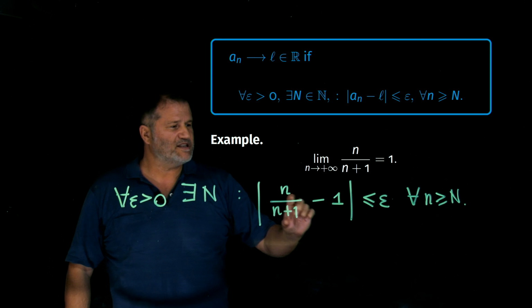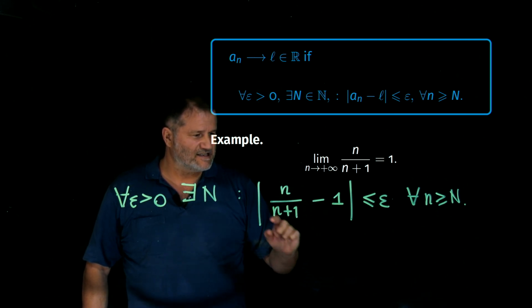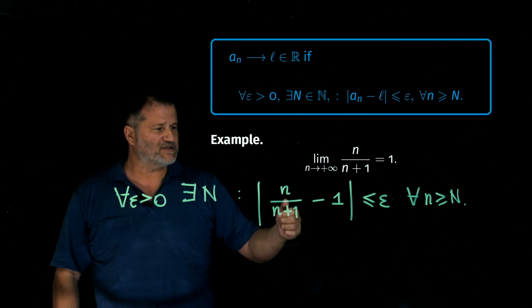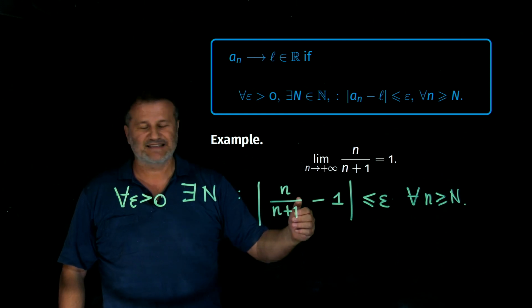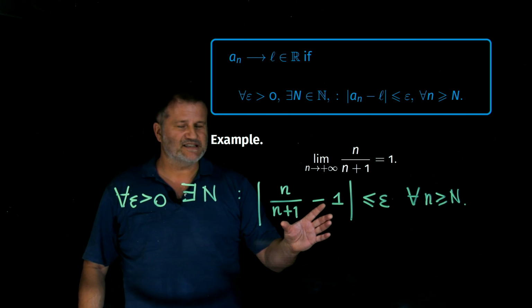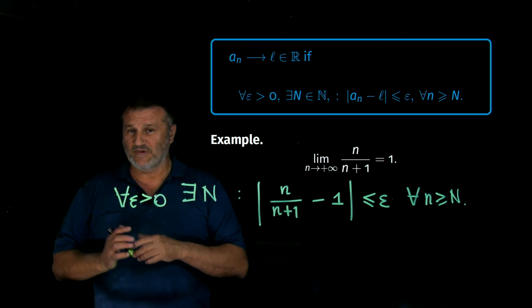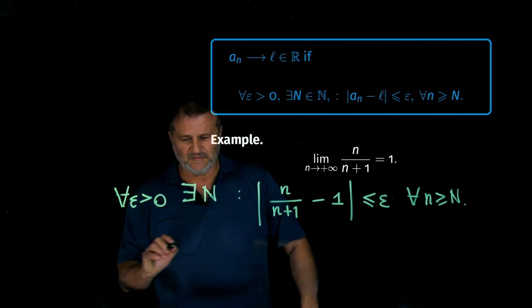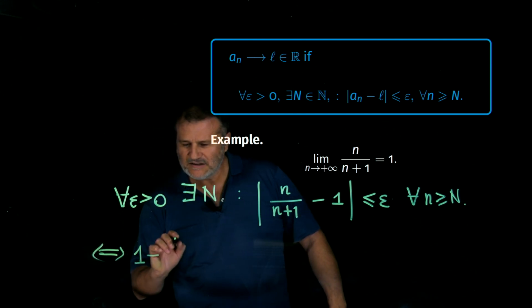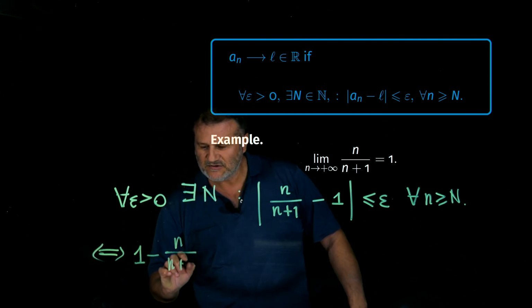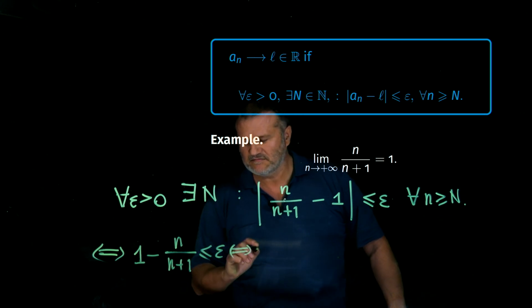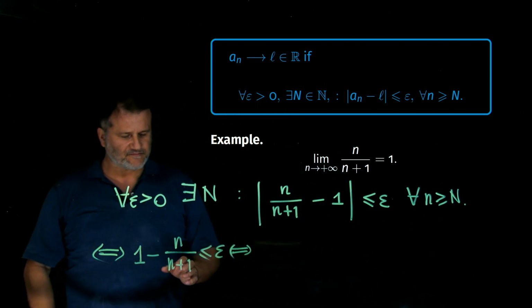To solve the inequality, we may notice that since this fraction has numerator strictly less than the denominator and it is positive, this number is less than 1. So minus 1 is less than 0. So this is negative, and the absolute value will be the opposite. So this means that the inequality is equivalent to 1 minus n over n plus 1 less or equal than epsilon. Now this is a pretty simple inequality.